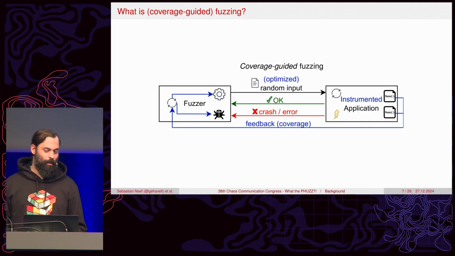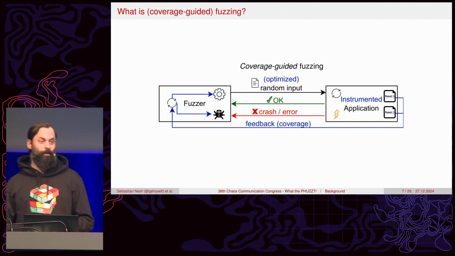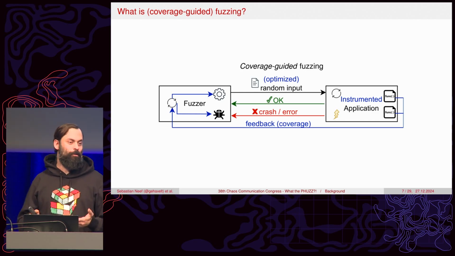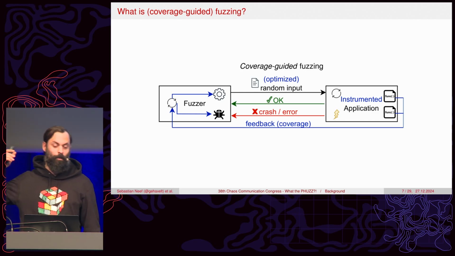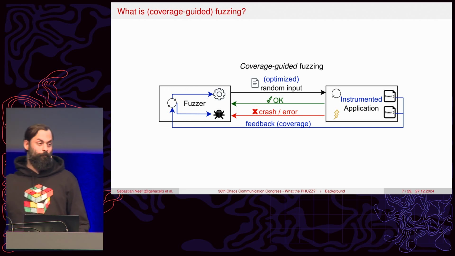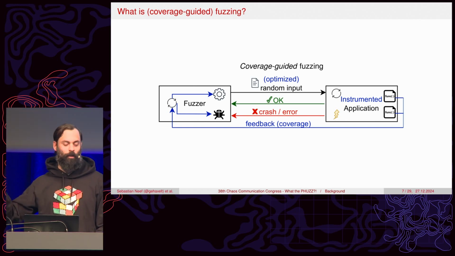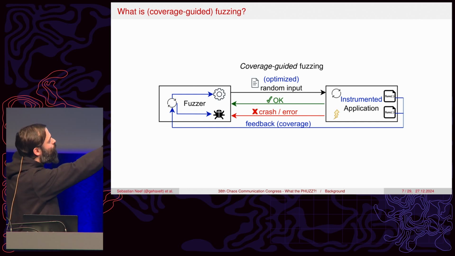So some research later, people came up with the idea of actually improving the fuzzing process by adding some coverage guidance or feedback mechanism into the application. So you can see the different functions.